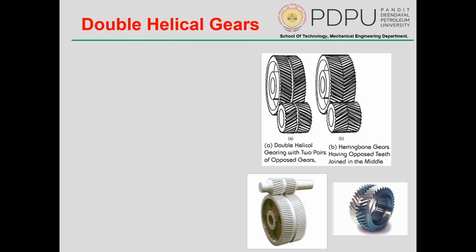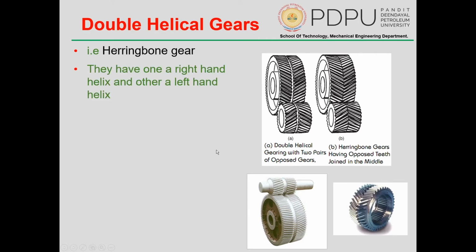Another type we have is double helical gears. It is also called a herringbone gear, and construction wise it is nothing but two helical gears welded together. Here you can see double helical with two pairs of opposed gears, and a herringbone gear having an opposed joint in the middle. It will have all the features of helical gears and more. They have one right hand helix and another left hand helix.